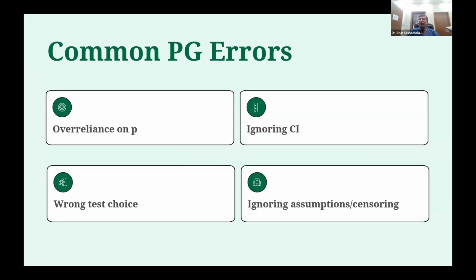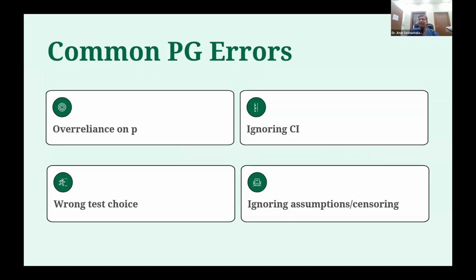So common postgraduate errors: ignoring the confidence interval, over reliance on the p-value, wrong test choice, ignoring assumptions and censoring. These are the commonest errors committed by postgraduates or beginners. It's always important that we look into all these four factors when we look into our own study or other studies.